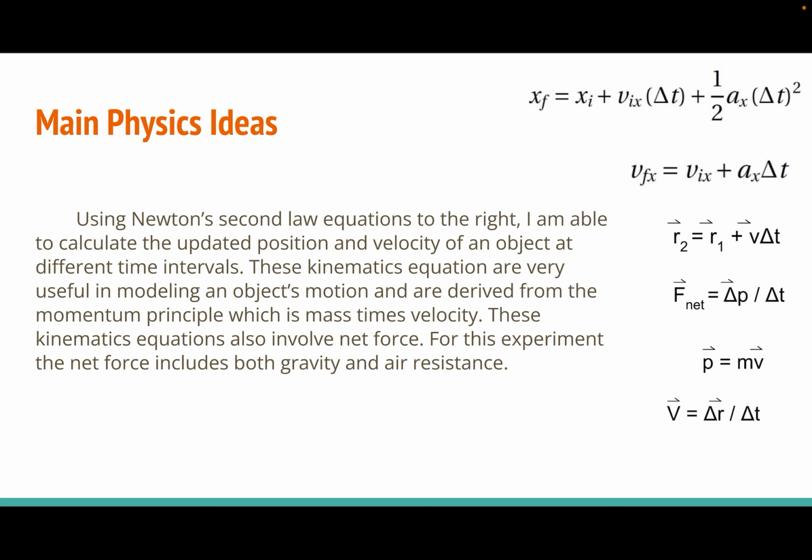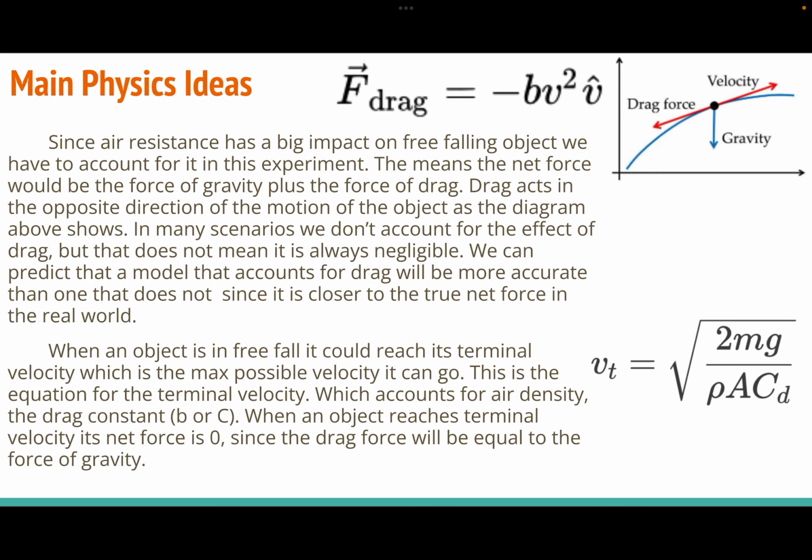For this experiment, the net force includes both gravity and air resistance. Since resistance has a big impact on free-falling objects, we have to account for it in this experiment. This means the net force would be the force of gravity plus the force of drag. Drag acts in the opposite direction of the motion of the object, as the diagram above shows.